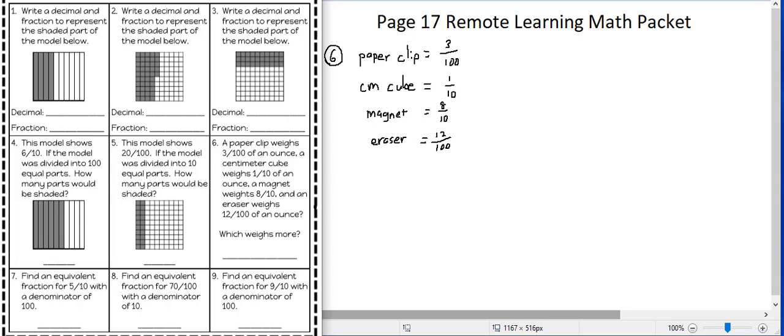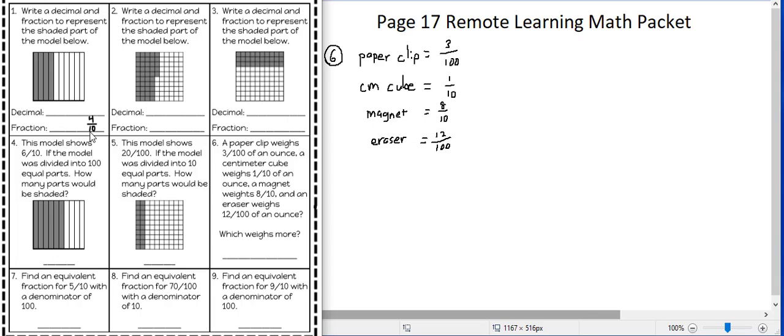All right, here we are with page 17 of the Remote Learning Math Packet. Number 1, write a decimal and a fraction to represent the shaded part of the model below. Okay, so it's broken up into 10 pieces. So I know for my fraction, I'm going to be in the tenths. And how many pieces are there? 1, 2, 3, 4. So 4 tenths, or 4 out of the 10 pieces, are shaded in.